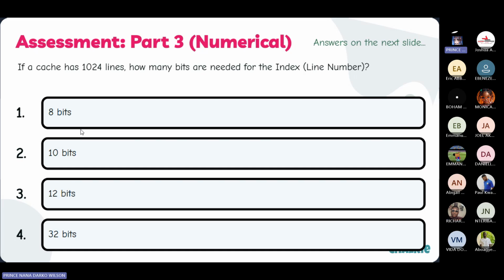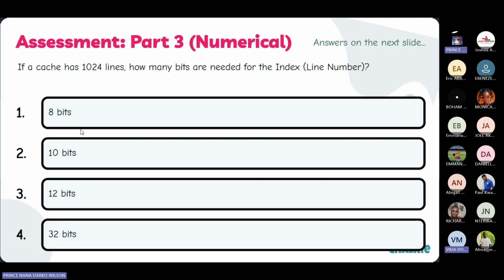Good. So now if we want to convert that back into bits, we just have to see 2 to the power what gives us 1024. We looked at it when I was explaining the conversions into the powers of 2. So 2 to what power gives us 1024? It's 10. It's 2 raised to the power 10.